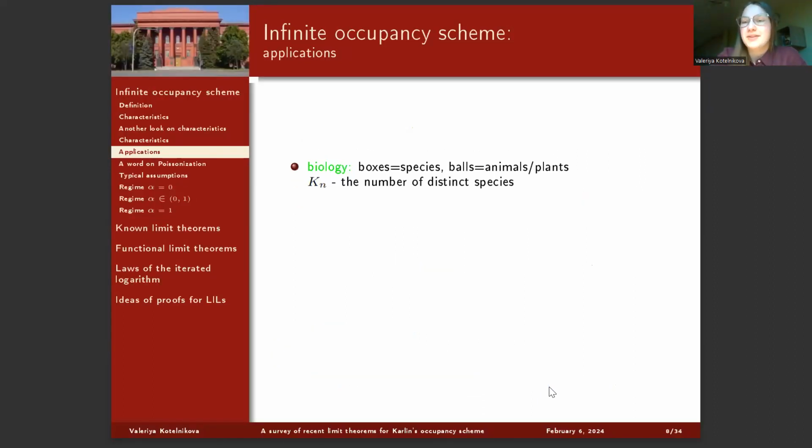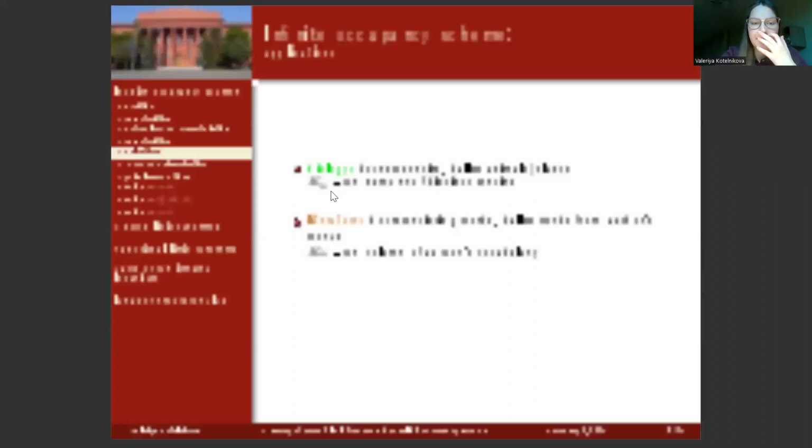And this infinite occupancy scheme doesn't exist in a vacuum. It has some applications. For example, you can apply it in biology. If you interpret boxes as species of animals or plants and balls as animals or plants which you can encounter, for example, in some national park, then the number of occupied boxes would be the number of distinct species in this national park which you can encounter.